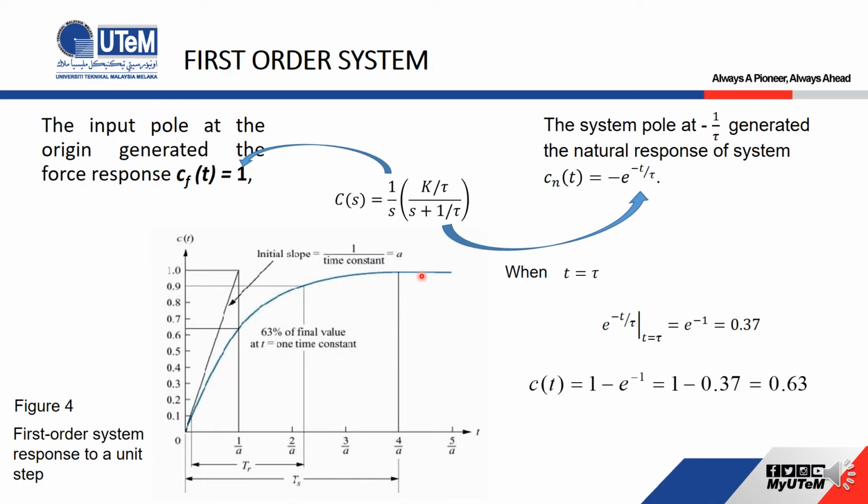And the steady state response or final value can be obtained when t is replaced with infinity, which will cause the transient response to disappear.